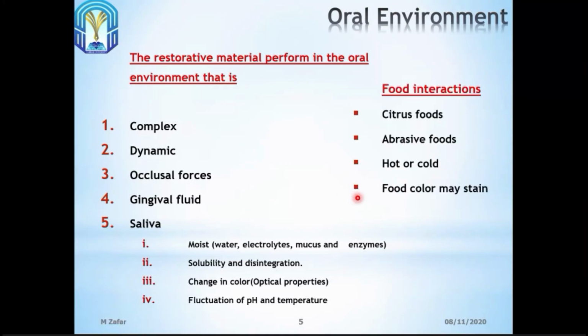Because in the oral cavity, every person is different. Every person's food is different. Every person's oral environment is different. For example, some people like more chocolates, some people like more citrus fruits and abrasive foods like crisps or this kind of stuff. So every person's oral cavity is different and it is complex. We cannot make things standard. Okay, this is a standard and every person's oral cavity will be the same. This is not possible.